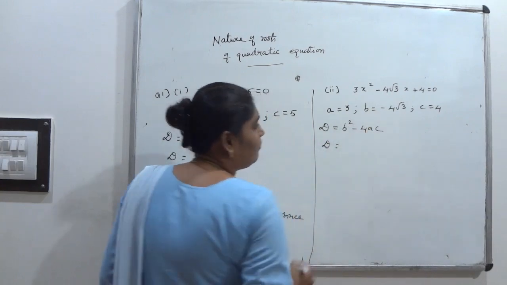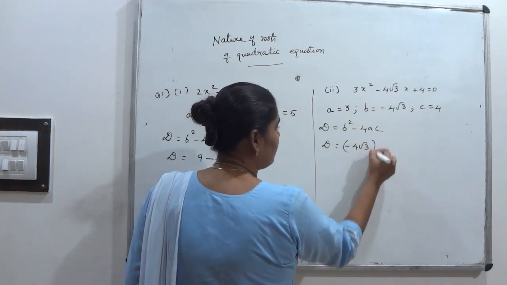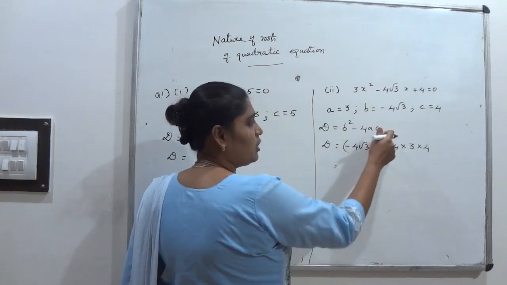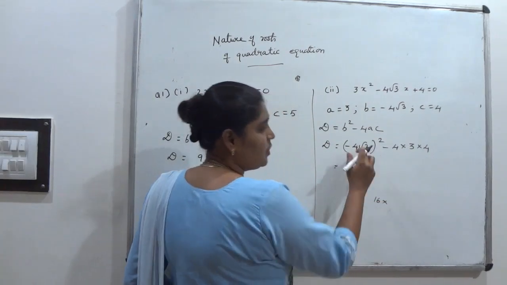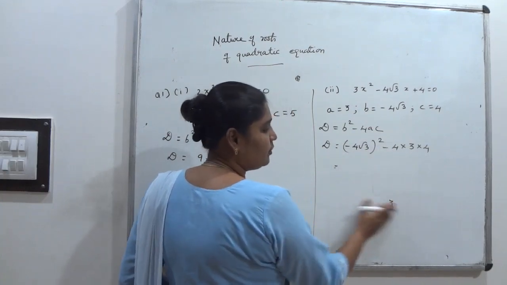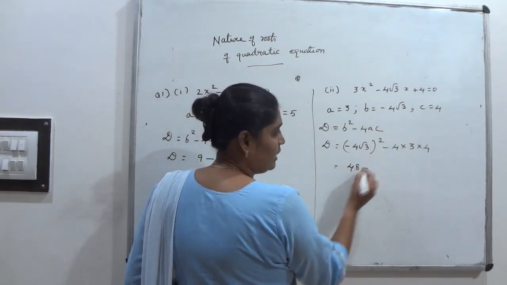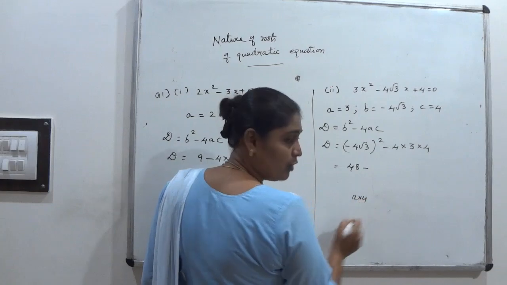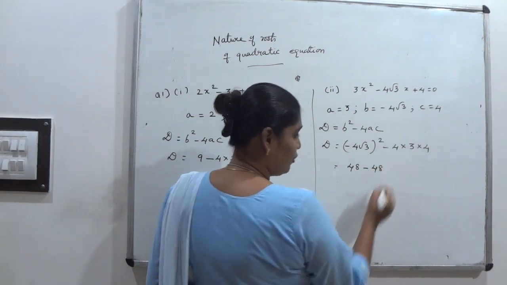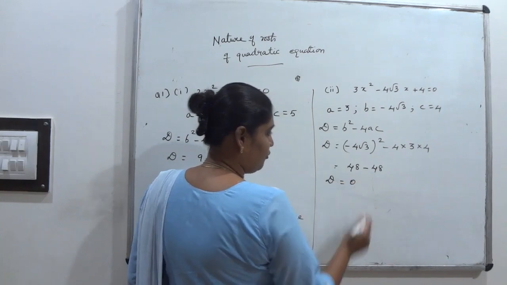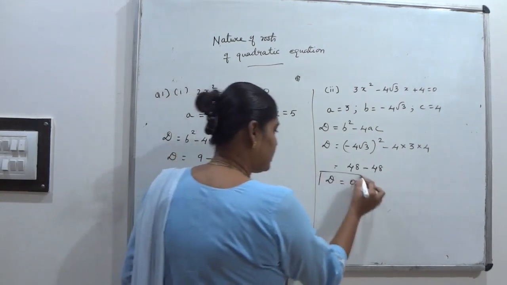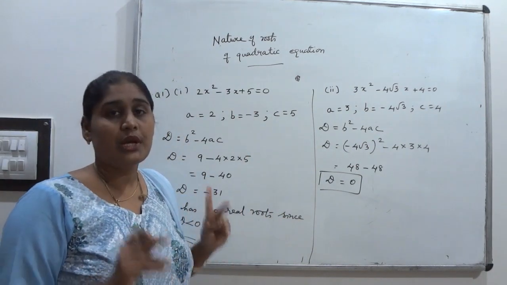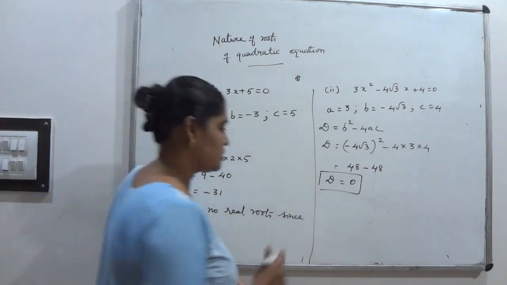b square is minus 4 root 3 the whole square, minus 4, a value is 3 and c value is 4. Minus 4 the whole square is 16. Root 3 the square is simply 3. So 16 into 3 is 48. 48 minus 4 threes are 12, 12 into 4 is 48 again. Minus 48. So the capital D value is 0. 48 minus 48 is 0. You know the condition already for the nature of roots. If capital D equal to 0, then the particular equation has two equal real roots. Write it here.